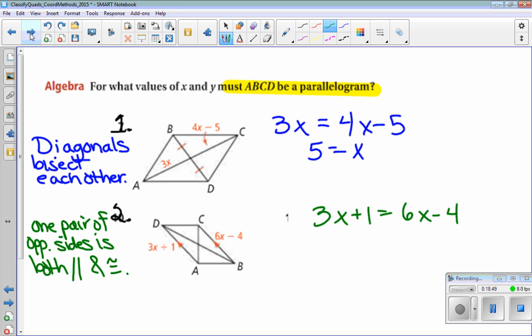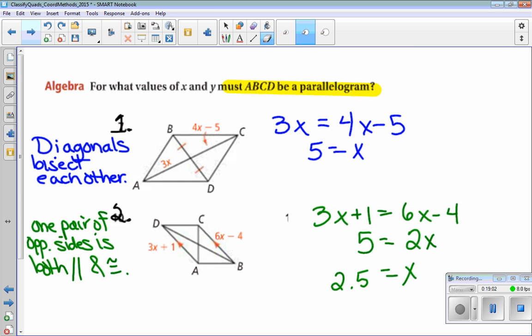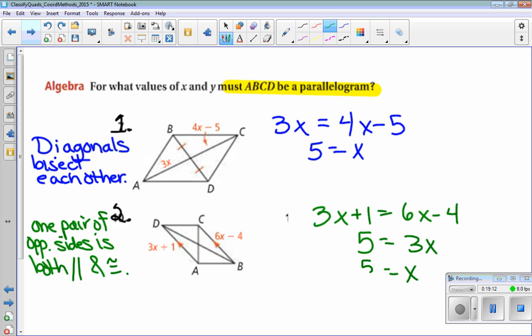Okay? All right, so if we solve here, we'll subtract 3x. We'll add 4. x is equal to 2.5. Did you guys get that? Oh, no. I didn't solve it right. What did I do wrong? Yeah, it should be a 3x, right? Okay. So x is equal to 5/3 or 1 2/3. Either way you want to say it. 1.6 repeating.